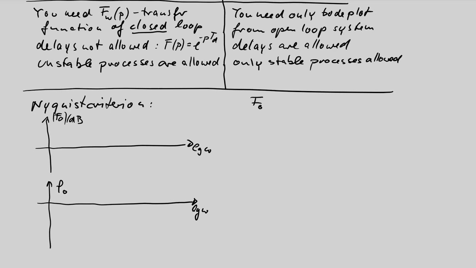The open loop contains the controller, contains the actuator, contains the process itself, contains the sensor, but doesn't contain the feedback. So we have all blocks in the loop except the feedback line. This is called the open loop system function. Okay, so far. The magnitude of the open loop system function looks like the following curve.